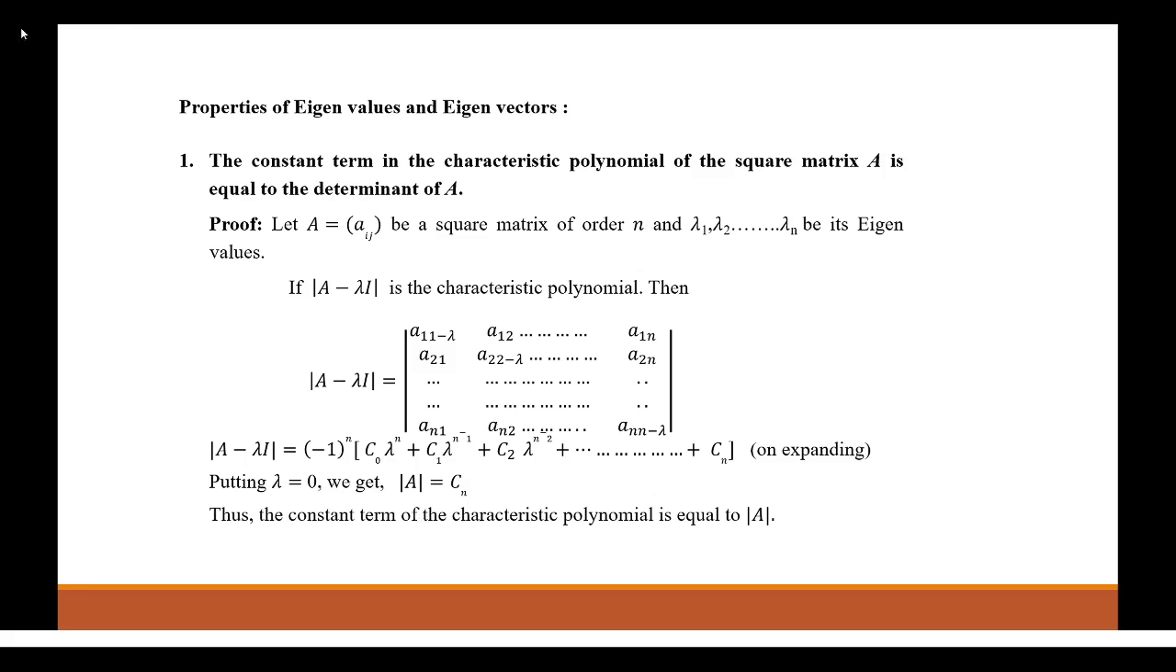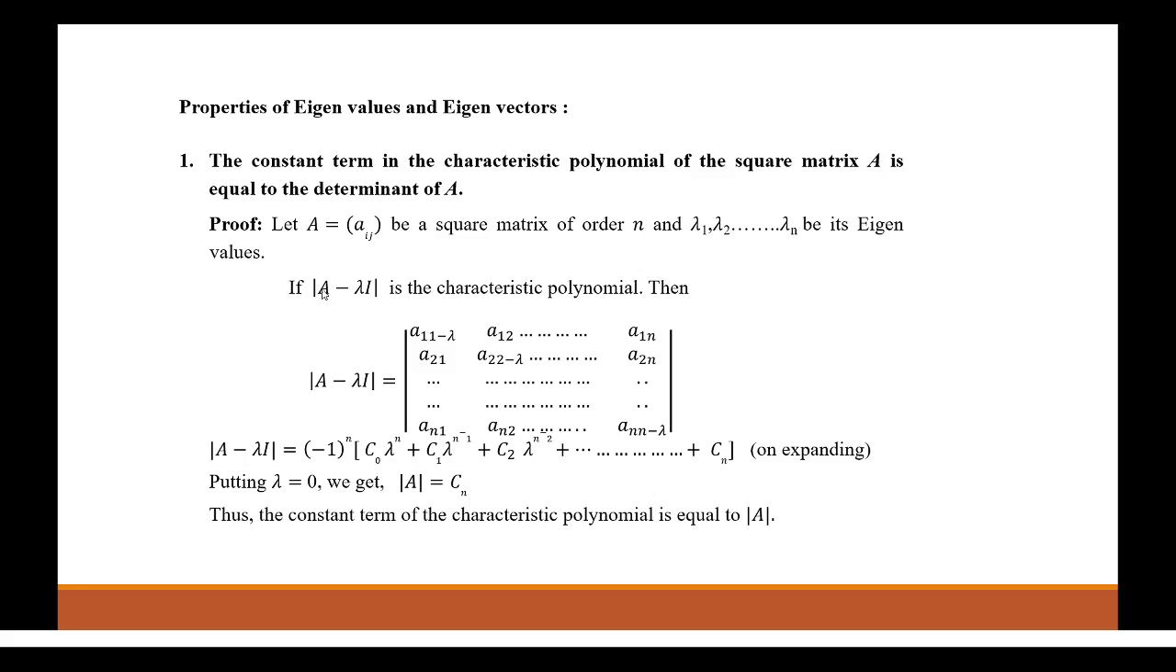Next we move on to the properties of eigenvalues and eigenvectors. The first property is that the constant term in the characteristic polynomial of the square matrix A is equal to the determinant of A. Let A equal to (aij) be a square matrix of order n and lambda 1, lambda 2, ..., lambda n be its eigenvalues.